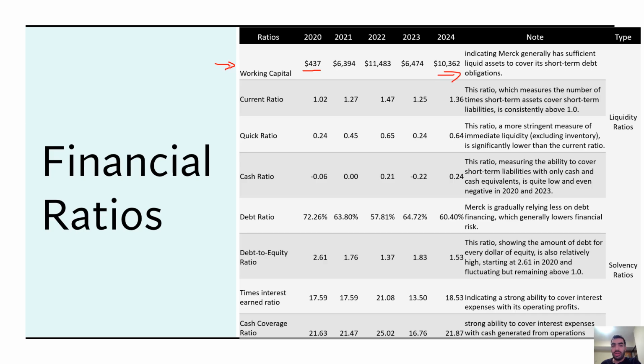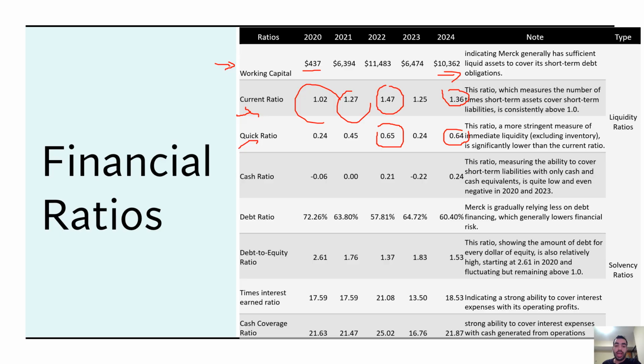So it indicates a stronger short-term financial health. If we dive into the current ratio, it is consistently above 1 each year, peaking at 1.47 in 2022 and remaining healthy in 2024. If we look at quick ratios, the quick ratio is lower than the current ratio, typically for inventory-heavy companies, peaking in 2022 and recovering in 2024.